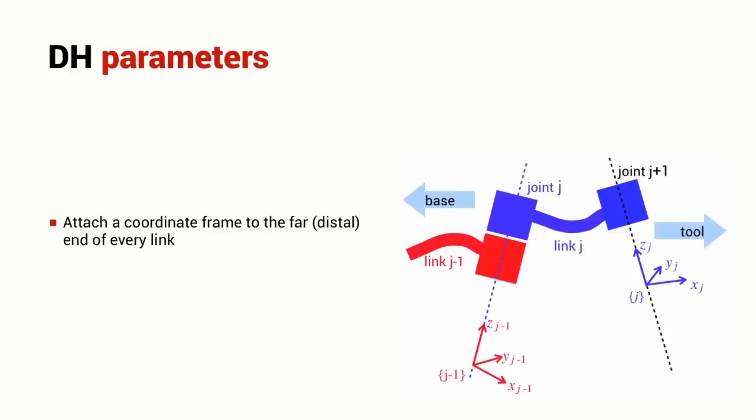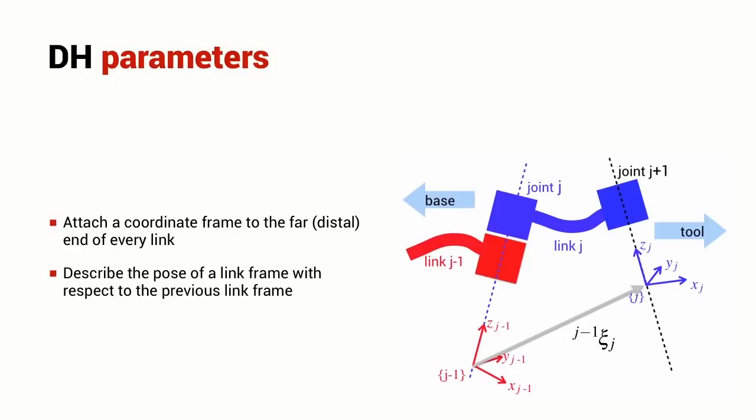Fundamental to the Denavit-Hartenberg notation is that we attach a coordinate frame to the far end of every link of the robot. So here we can see link J shown in blue, and we attach the coordinate frame J to the far end of link J, that is the end of the link that's closest to the robot's tool. And then we describe the pose of that link frame with respect to the link frame of the previous joint. So this is a relative pose, and this is a concept we should be familiar with now. This is a relative pose from coordinate frame J-1 to coordinate frame J.